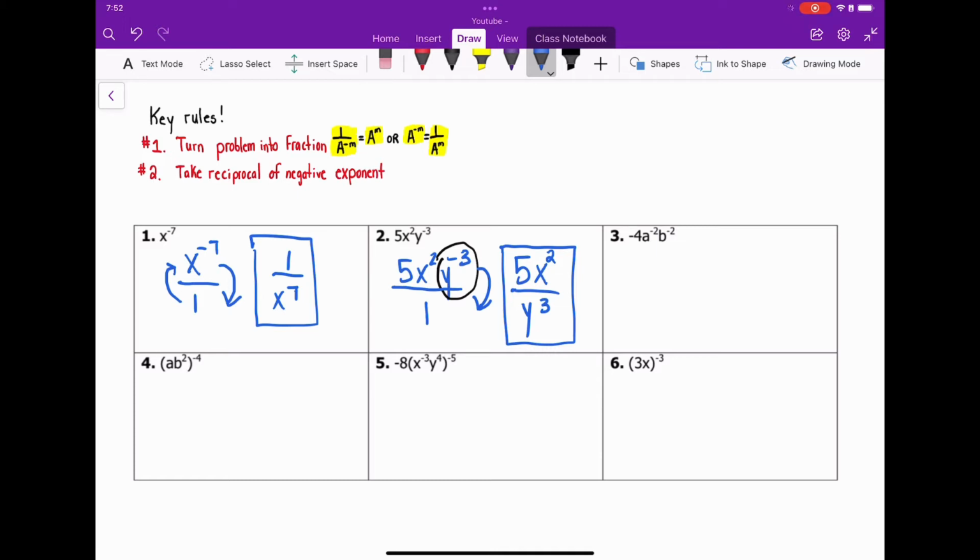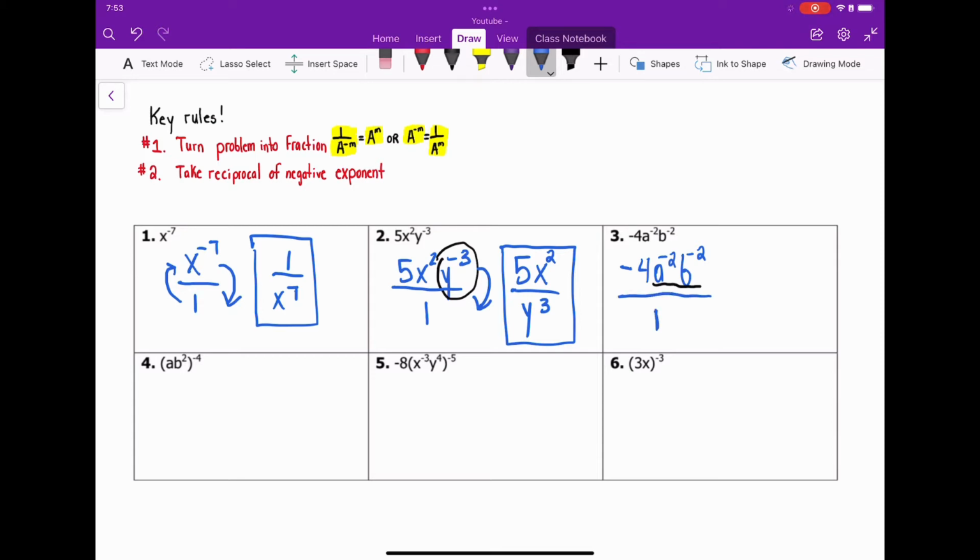So now we're looking at a problem where there's more than one variable that has a negative exponent. So what we want to do here now is just make sure that we identify that. So let's write our problem out. Negative 4. All right. So we notice that both of these, a and b, both have negative exponents, right? So we turn this into a fraction.